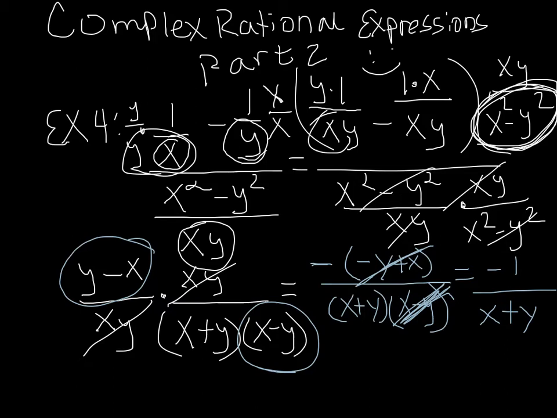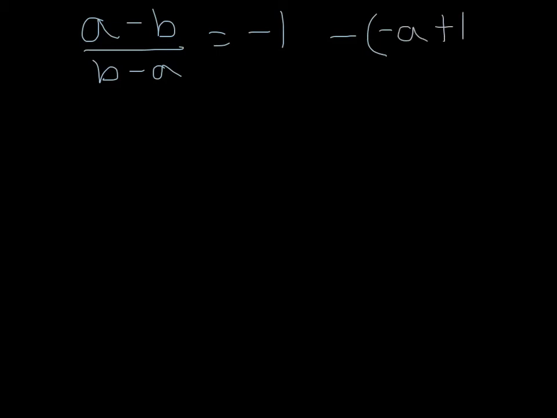The general definition looks like this. Let me see if I can pull up a new slide for you. It says that if you have something like a minus b all over b minus a, that equals negative 1. That's where it comes from. If you think about yanking that negative out on the top, you have a negative times a plus b, and then all over, of course, b minus a.